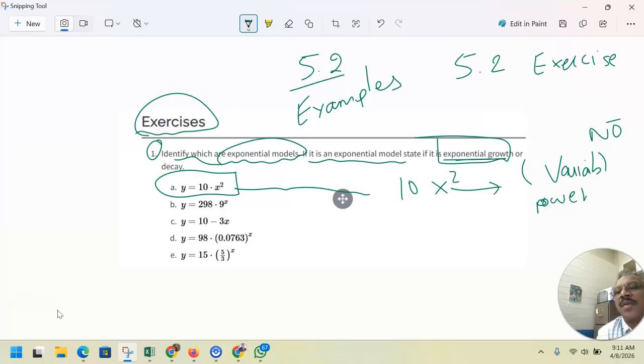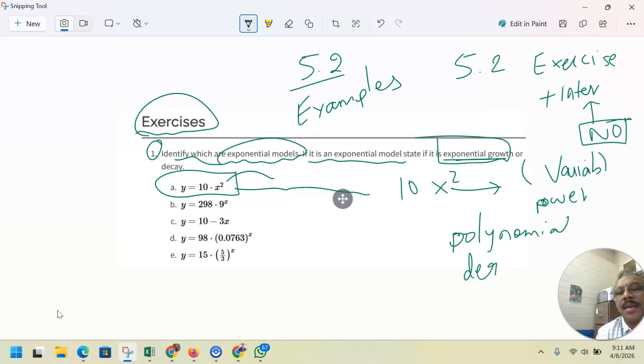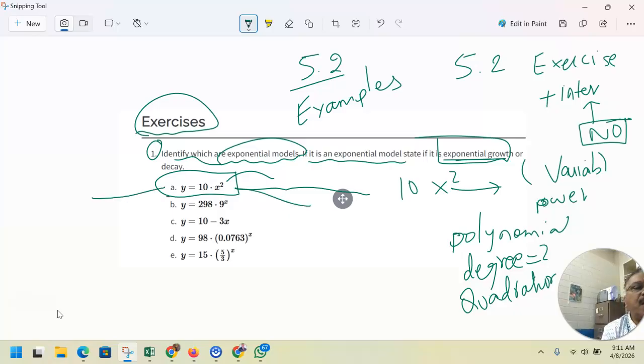But the power function, especially if the number is a positive integer, like in this case x squared, is a polynomial, and the degree is 2, and degree 2 is quadratic. So that's a quadratic equation or quadratic function. If you put it on the calculator, you'll see the graph looks like this.